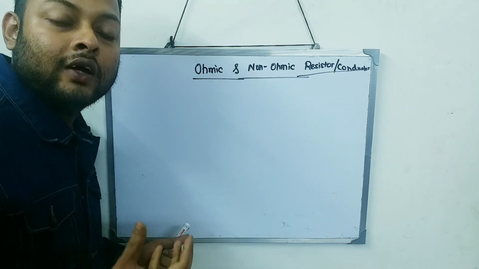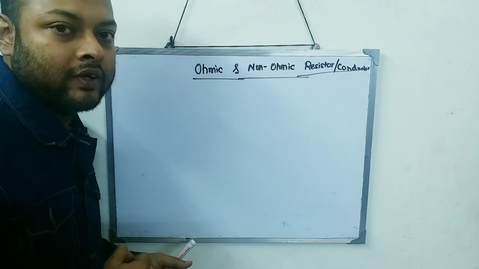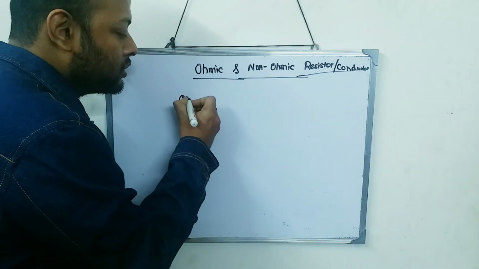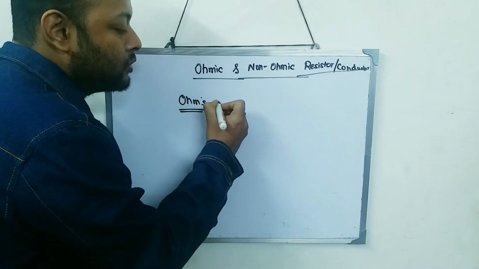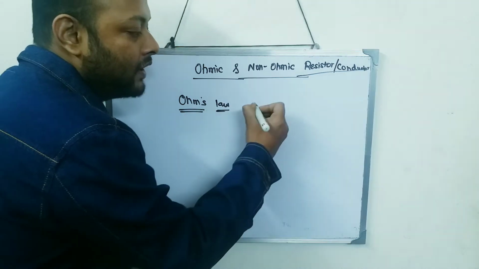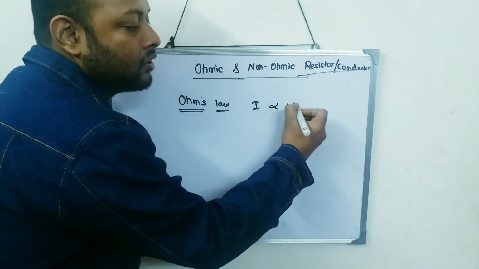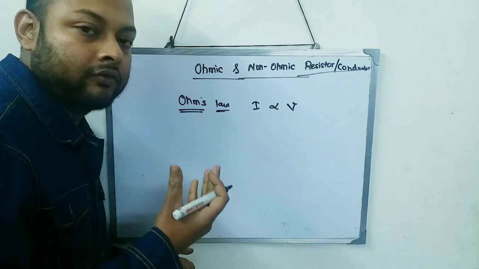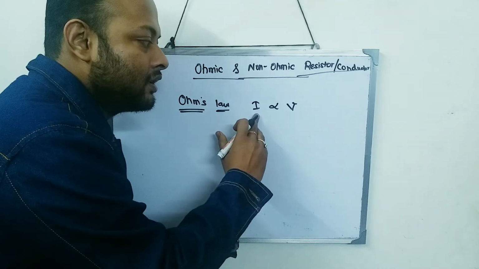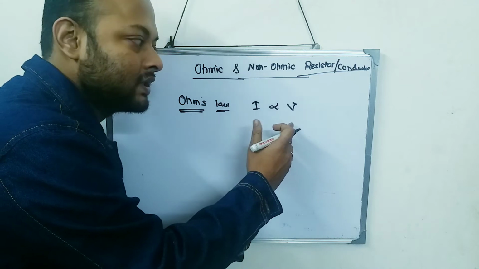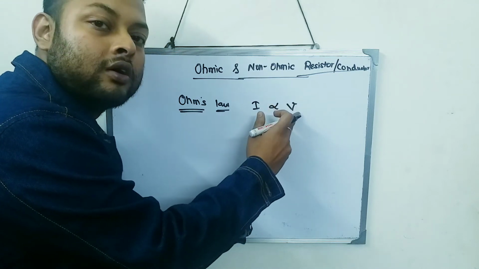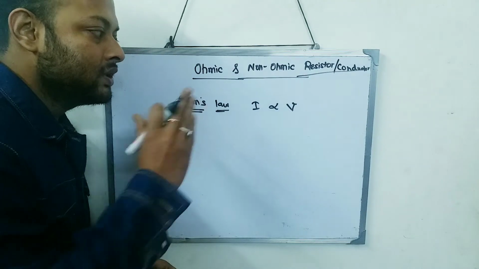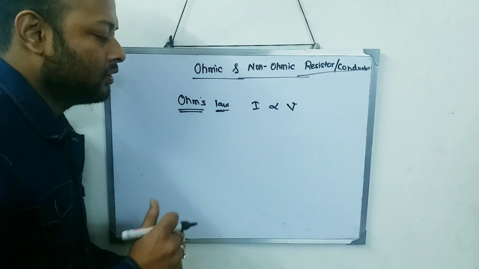Now let's understand what is this ohmic and non-ohmic conductor. Before starting the lecture, I hope you have seen the previous video where I have explained Ohm's law. What I've explained in Ohm's law is that current should be proportional to the potential difference or the voltage. For a given conductor, if potential difference is increasing, consequently my current will also increase. Now, there are some conductors which follow it strictly, and there are certain which do not follow.